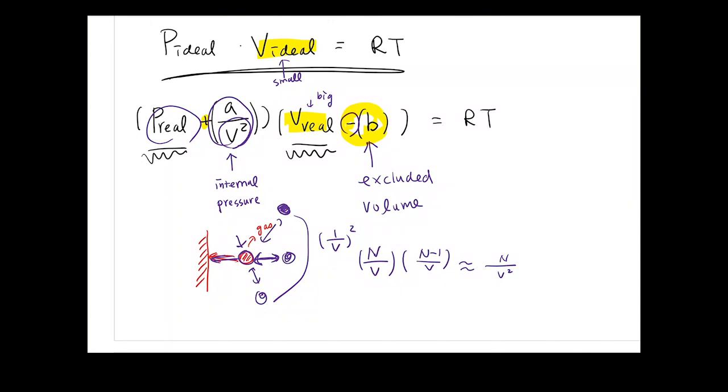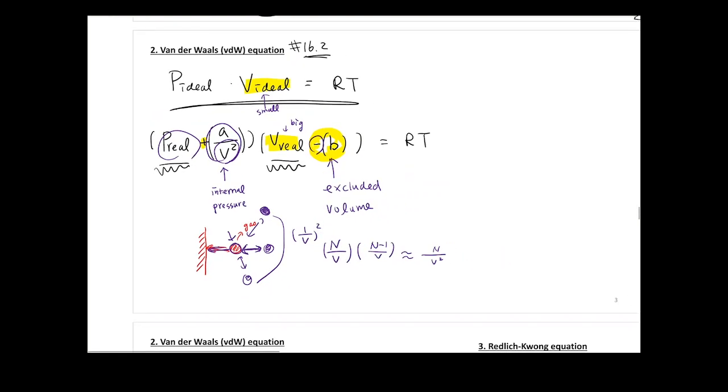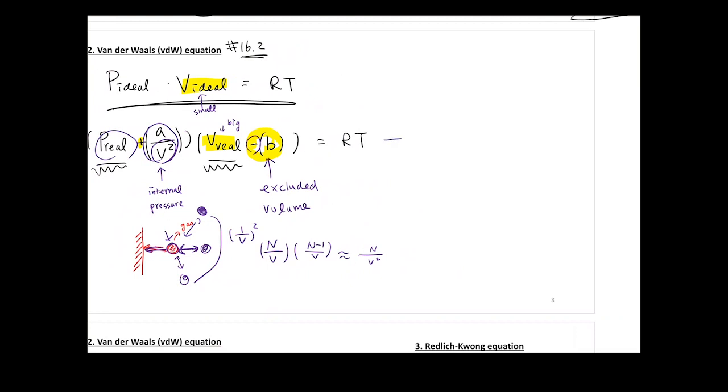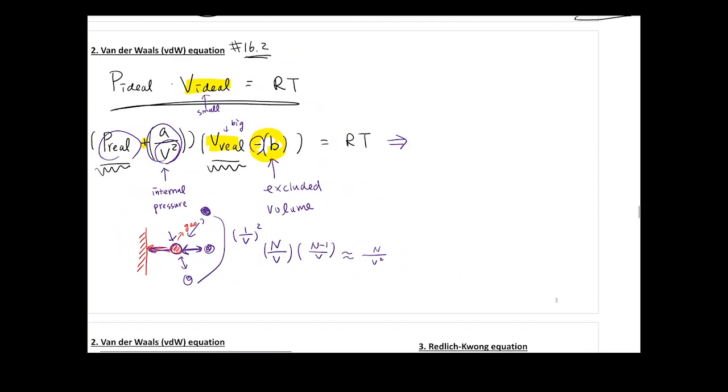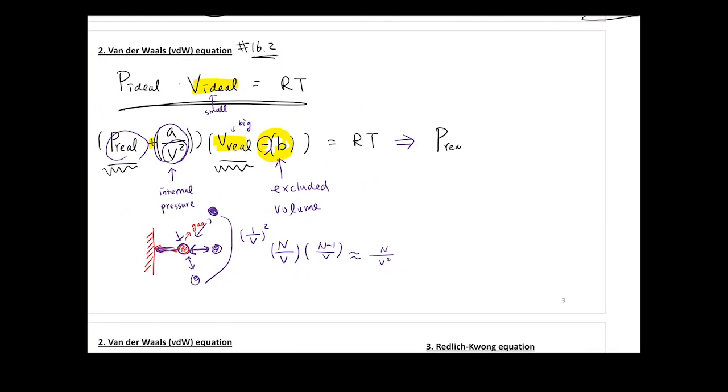Very simple, very straightforward, but that was the first time humans could provide a very understandable mechanism to describe the behavior of real gas. With this in mind, people sometimes write the van der Waals equation in different ways. People typically write P real equals RT divided by V real minus b, minus a over V real squared.